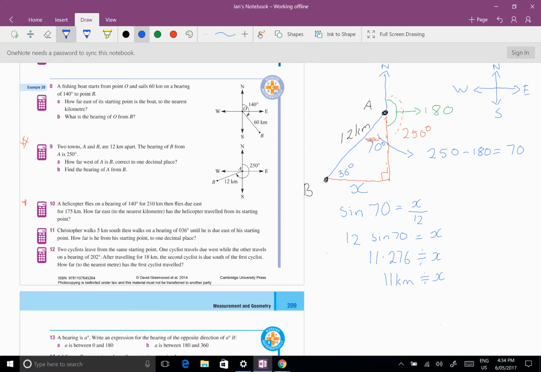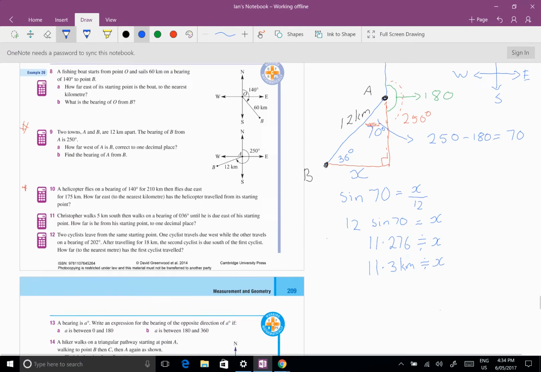And I'll look at the answer for 3J question 9. And they've got 11. Oh, sorry, they asked for one decimal place, so I better fix that up. They got 11.3, and I know that it is 11.3 kilometres.